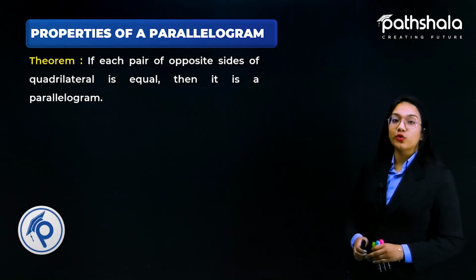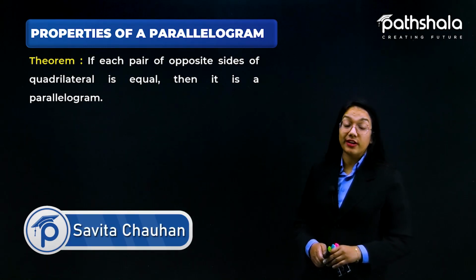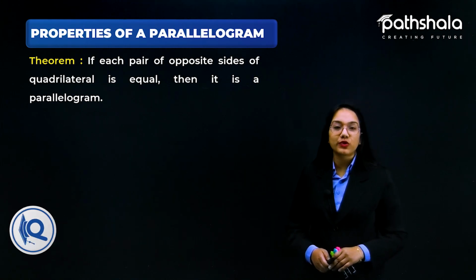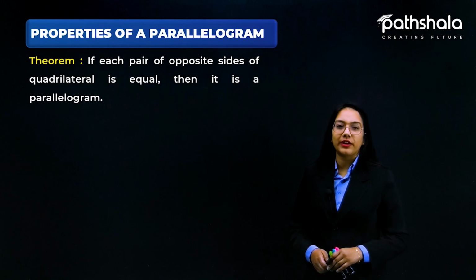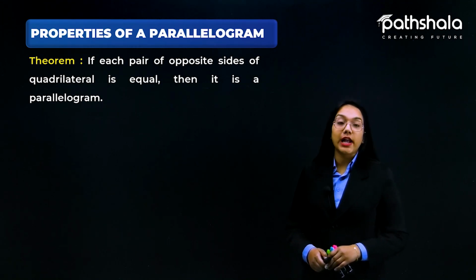Now let's move on to the further theorem, which says that if each pair of opposite sides of a quadrilateral is equal, then it is a parallelogram. This means we have to show that if we have a quadrilateral whose opposite sides are equal to each other, then we have to prove that it is a parallelogram.